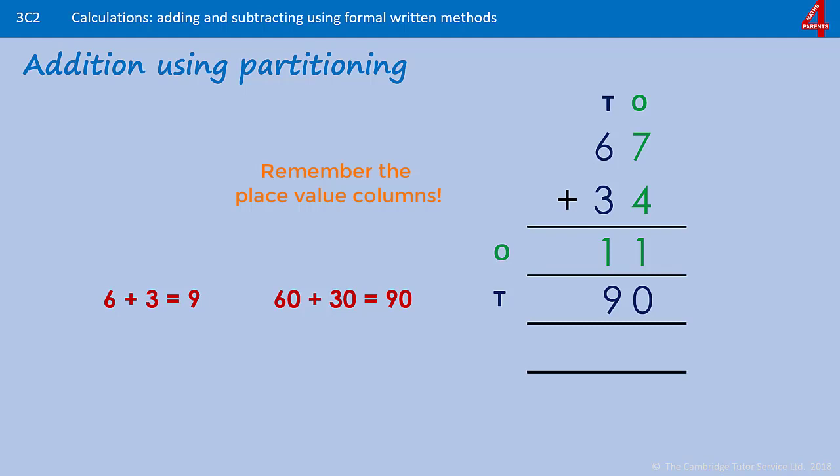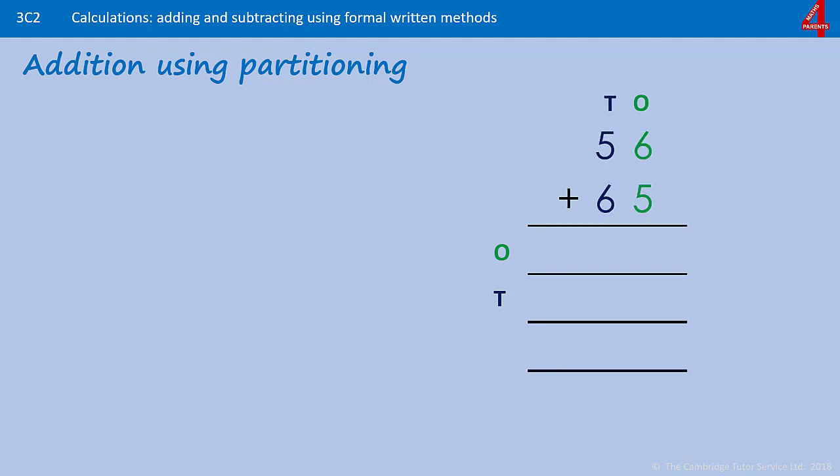Now we add the columns. 1 add 0 is 1. 1 add 9 is 10. Because there are no other columns before that to add together, we just put in the whole of that 10. So the answer is 101. Have a go at this one and pause the video if you need time to complete it.